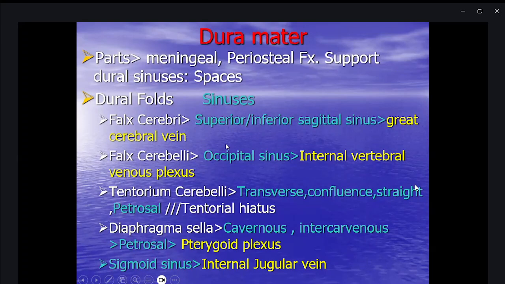Associated with the falx cerebelli, we have the occipital sinus, and this receives blood from the internal vertebral venous plexus. The tentorium cerebelli on the lateral side has the transverse sinus, and at the junction where the transverse, superior and inferior sagittal sinuses meet, this area is called the confluence of sinuses.